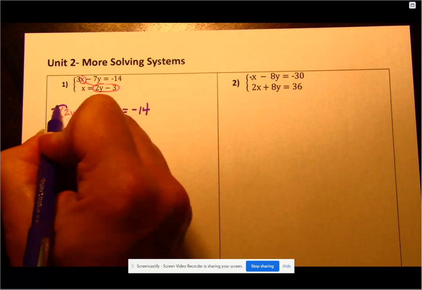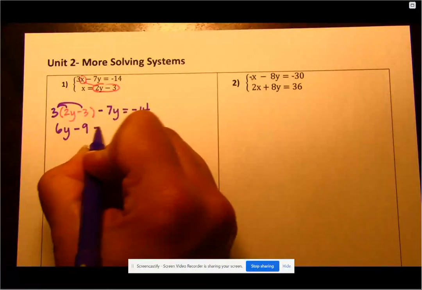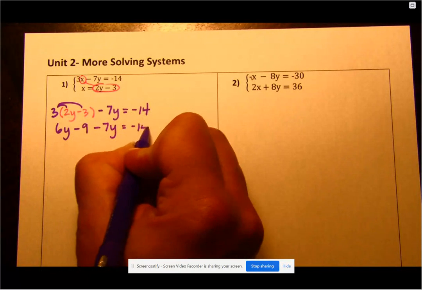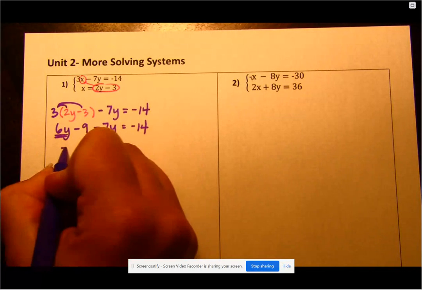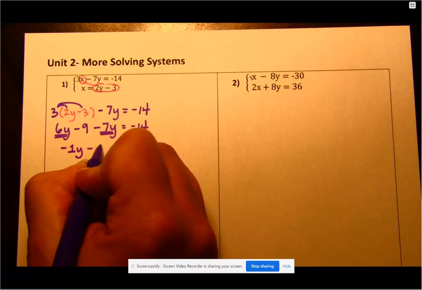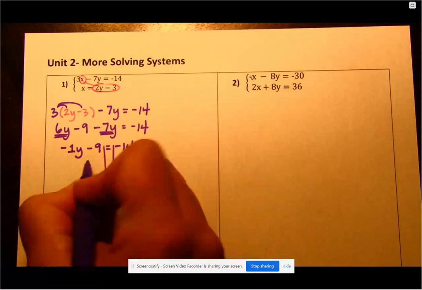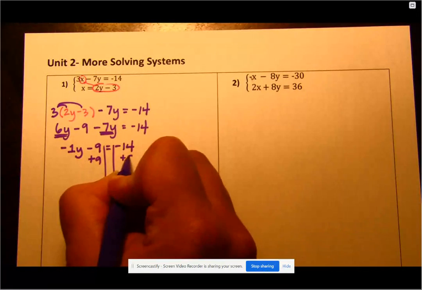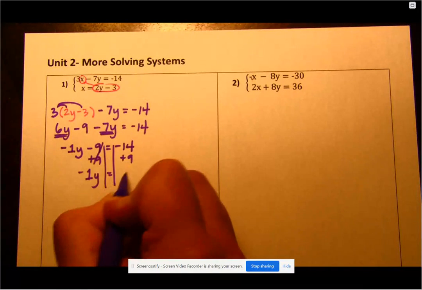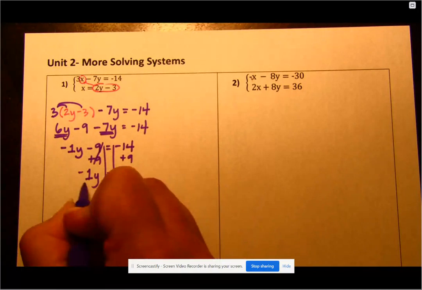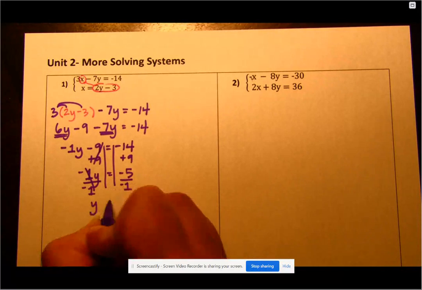So I need to distribute. So I have 6y minus 9 minus 7y equals negative 14. We need to combine like terms. Those go together. Negative 1y minus 9 equals negative 14. Now it's ready to solve. Add 9 to both sides. Negative 1y equals negative 5. Divide by negative 1. And I get y equals positive 5.